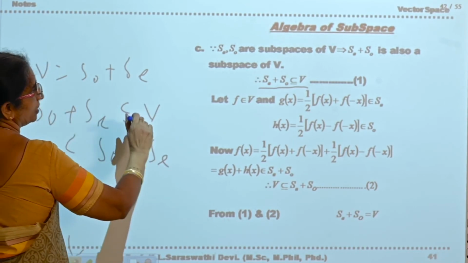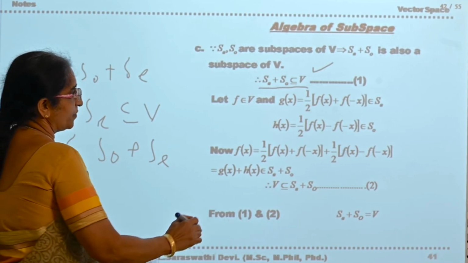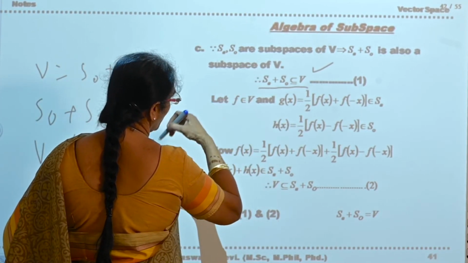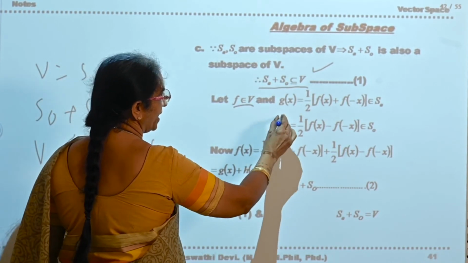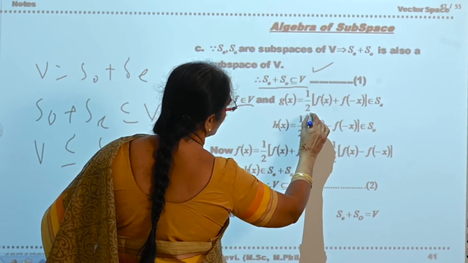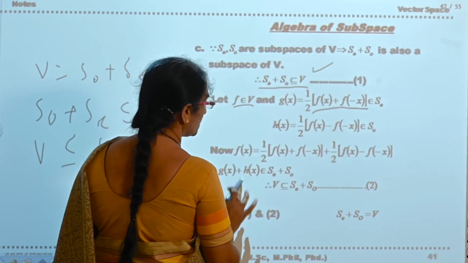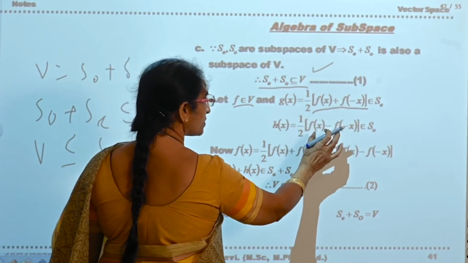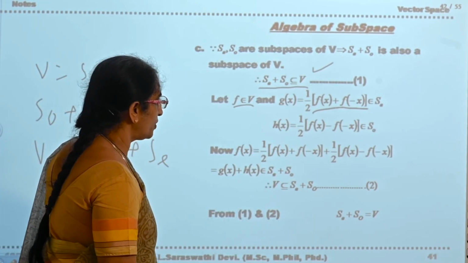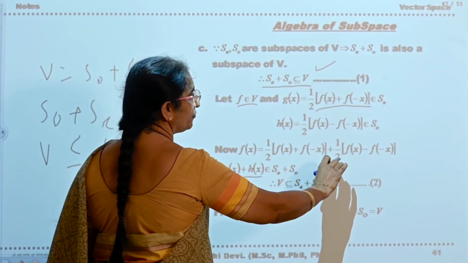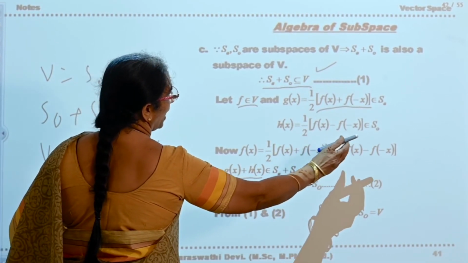Now the first condition you said, because the sum of two subspaces is a subspace, it will be a subspace. Right now you are saying V is a subset of S_O plus S_E. For that, take f in V and adjust the terms. g of x you write like this. This is an even function and belongs to S_E, and write h of x like this. This is an odd function and it belongs to S_O. So f of x is equal to half into (f of x plus f of minus x) plus half into (f of x minus f of minus x). Now this is g of x and this is h of x.